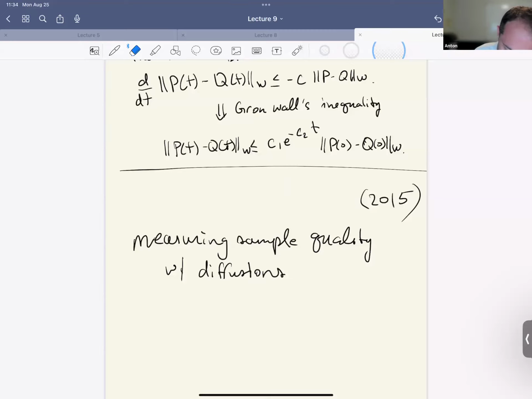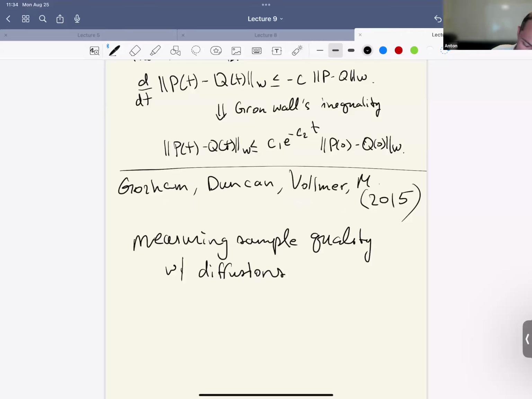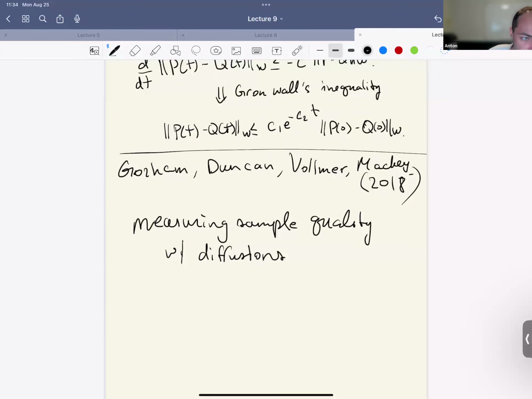So this is a little bit more authors. Gorham, Duncan, Sebastian, Vollmer, and then Mackey. And I'm looking at the archive version, and the latest one is, let's say, 2018. So let's just call it 2018, measuring sample quality with diffusions. And here they have a different approach. To Stein factor balance.